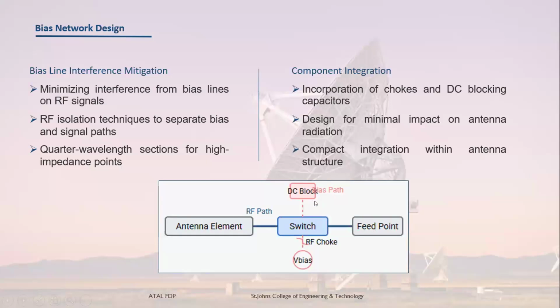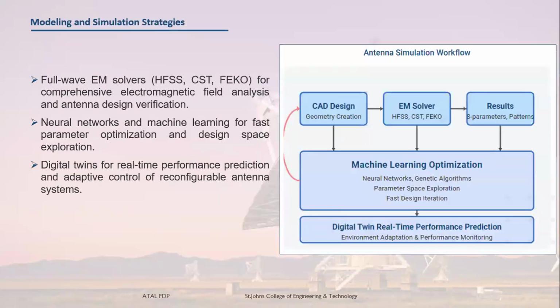Okay, so we should block, especially when the signal is given to the antenna element, because for biasing we need DC. For the antenna, I need an RF signal. So we should see that they are isolated. RF isolation technique must be used. There should not be any interference between my RF signal and the DC bias.